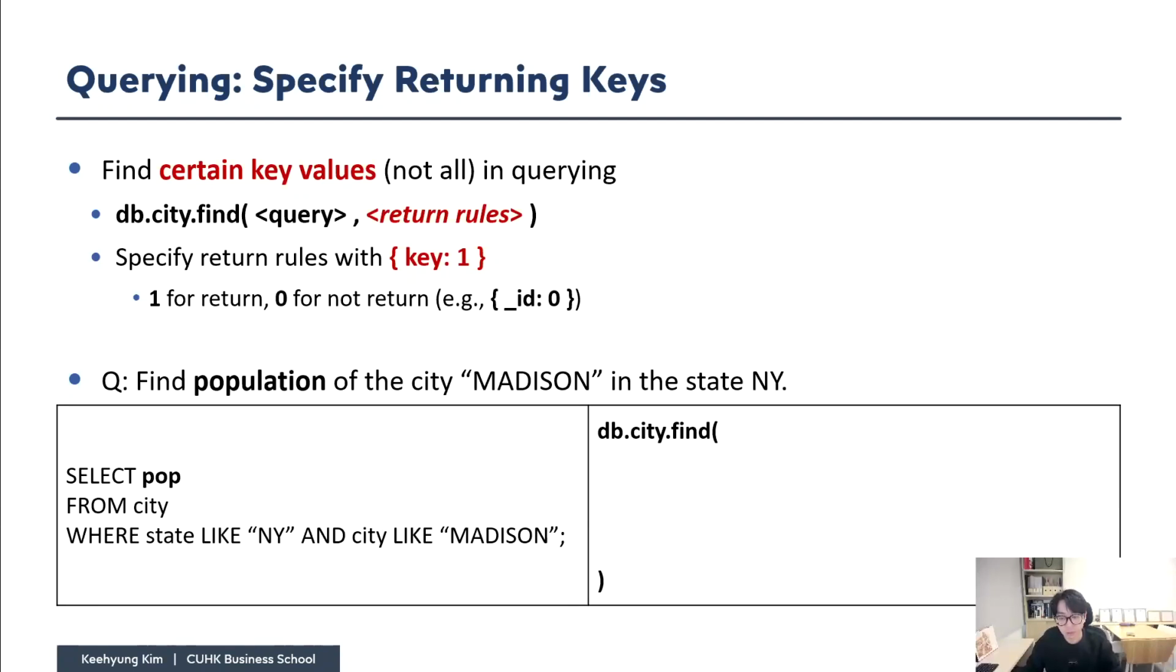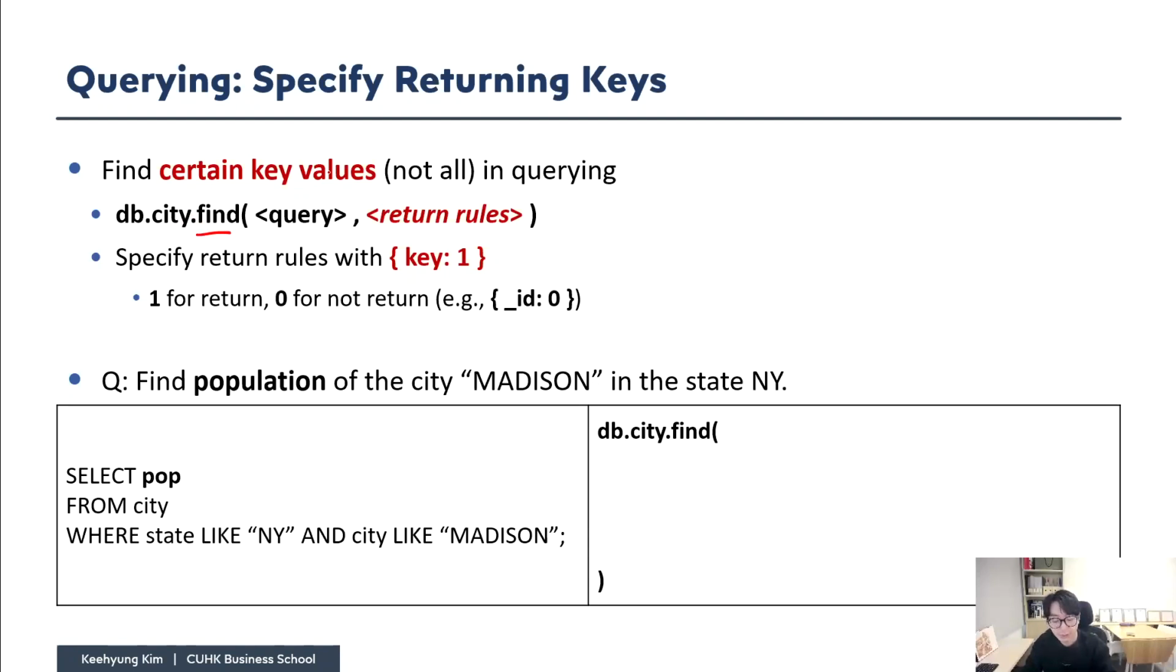A document may have many different fields, and for some fields you may not really need the information, right? In that case, you can utilize returning keys. You can specify returning keys to select only certain fields to be returned as a query result. The format is like this.